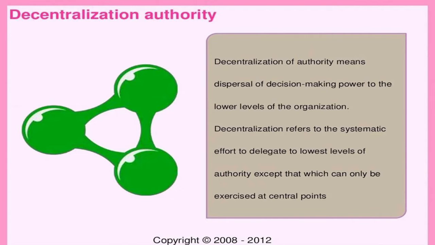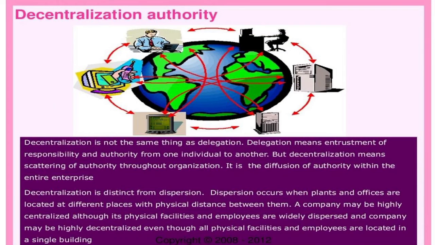Then coming to decentralization of authority. It means dispersal of decision-making power to the lower levels of the organization. The branch manager at the bank is the final person to take a decision within his purview. Decentralization refers to the systematic effort to delegate to the lowest levels all authority, except that which can only be exercised at central points. So decentralized power will be extended, but there will be some limitations. Beyond the limitations, they have to ask the permission of other people.